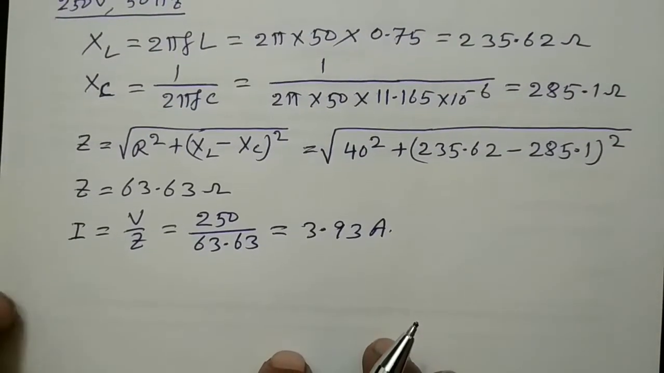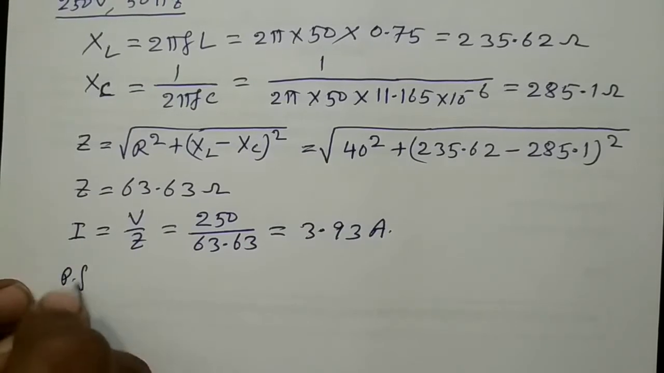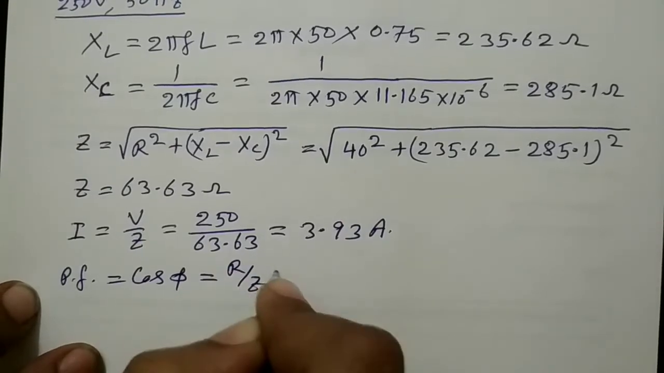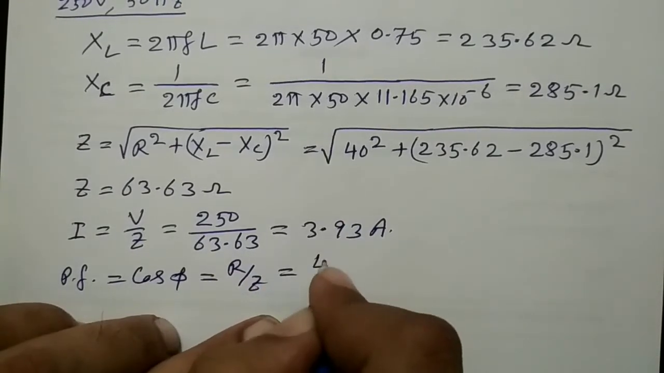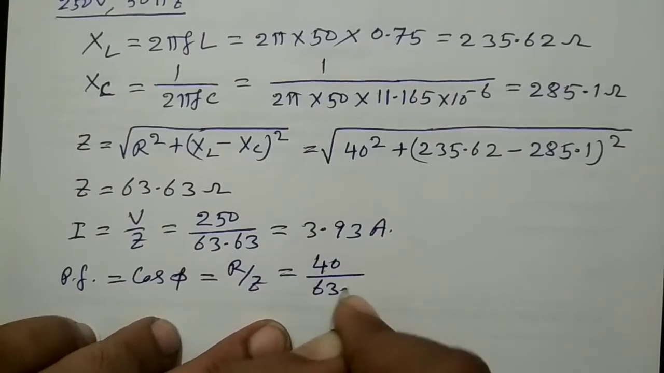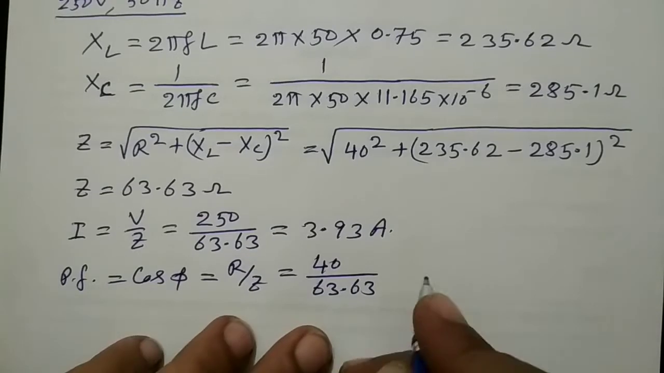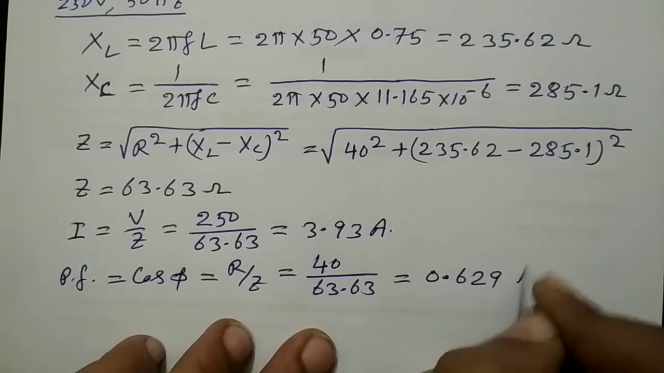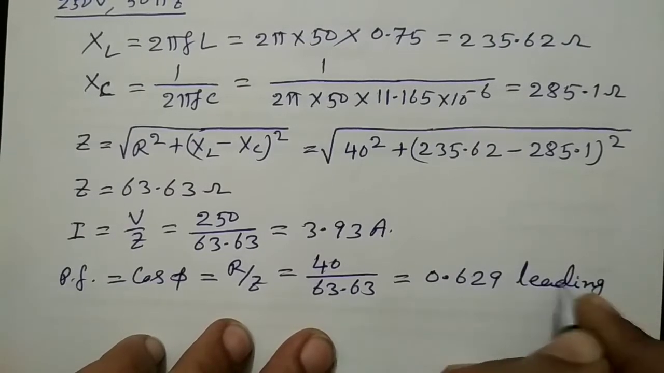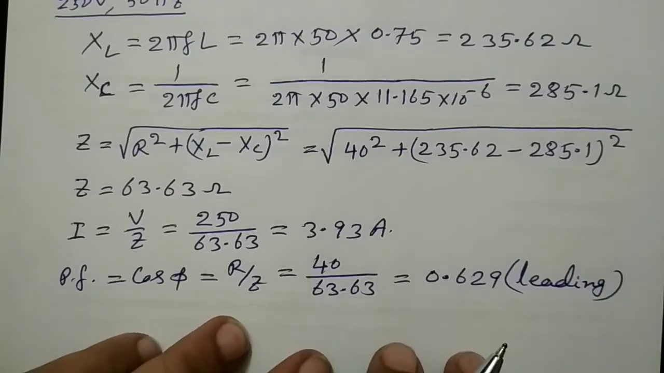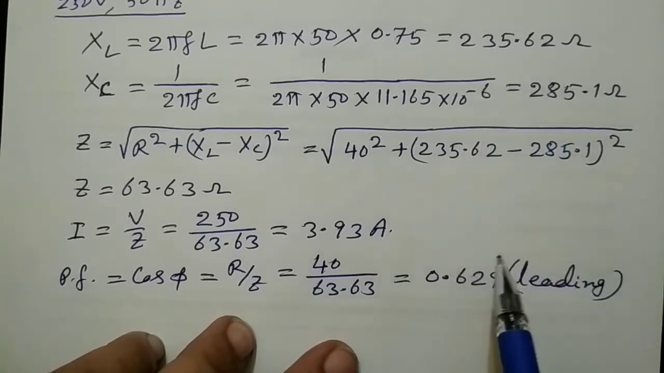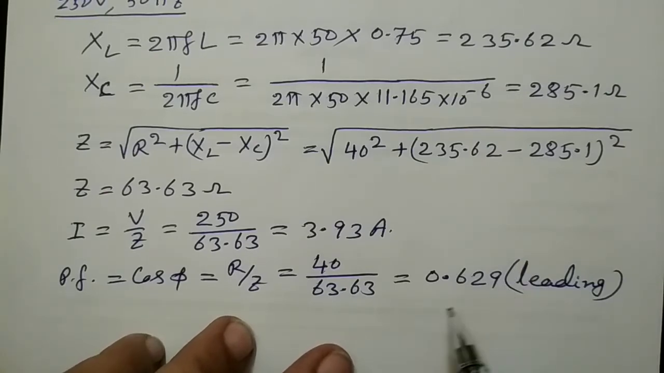Next is the power factor. We know that the power factor is cos phi, and it is the ratio of resistance to impedance. Here the resistance is 40 and the impedance is 63.63. So after solving this, we will get it as 0.629 leading. The power factor is leading because the nature of the circuit will be capacitive, as we have seen that the capacitive reactance is more than the inductive reactance. So the circuit current will be in the leading position compared to the voltage. So that's why the power factor is leading.